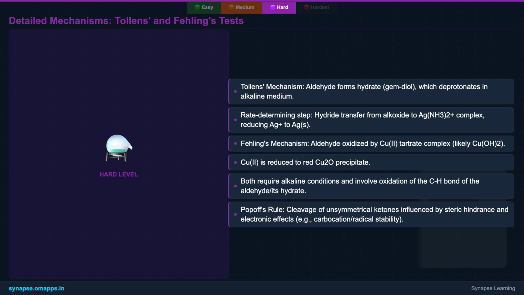We also revisit Popoff's rule, emphasizing that while it's a guide, the actual C-C cleavage in ketones is influenced by both steric and electronic factors, leading to specific dicarboxylic acids from cyclic ketones.